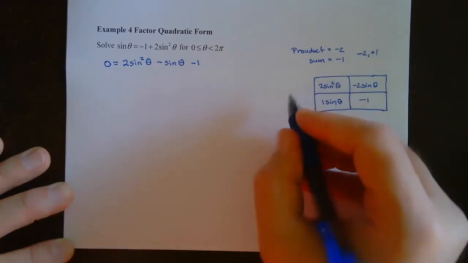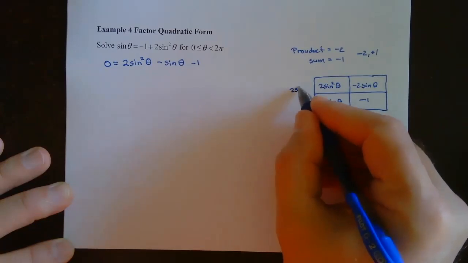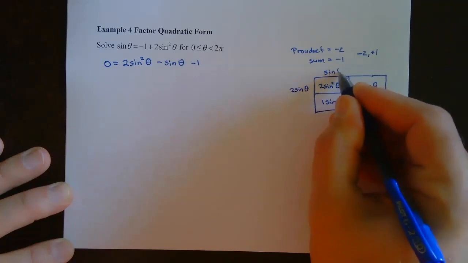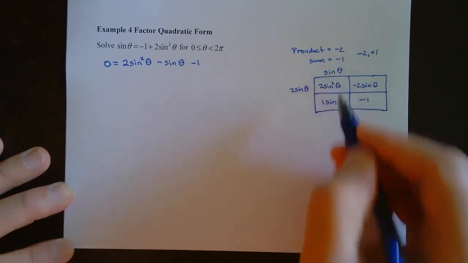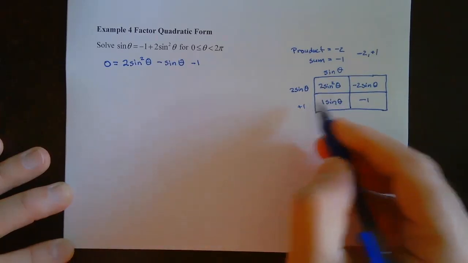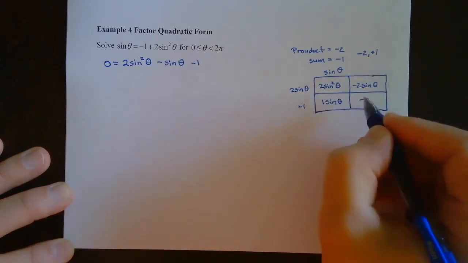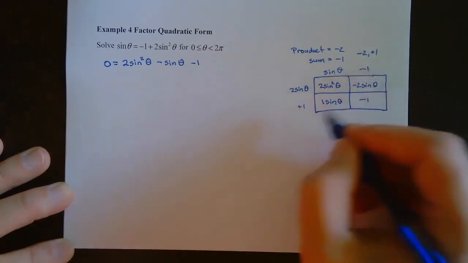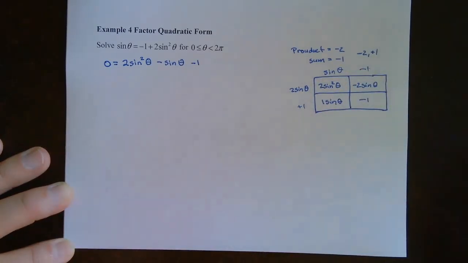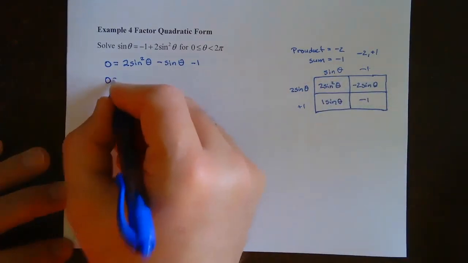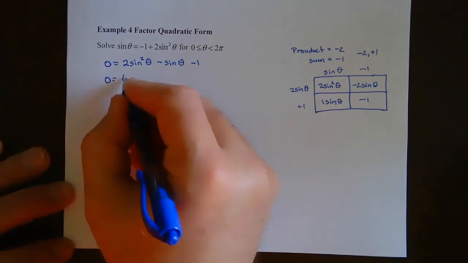The GCF across the top here would be 2 sine theta, and then this would have to be sine theta, because these two would give you the 2 sine squared theta. This would have to be plus 1, and this would have to be minus 1, right? And negative 1 times positive 1 is the negative 1. So that gives us the factoring of this. So this would be 0 is equal to 2 sine theta plus 1.